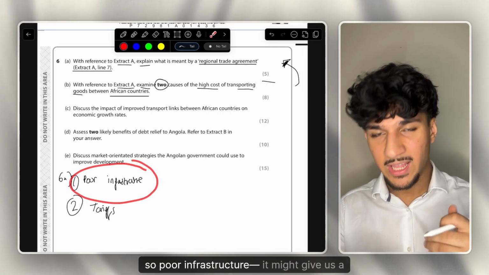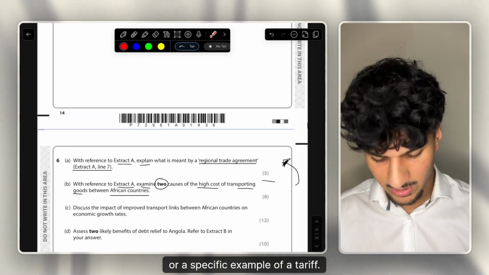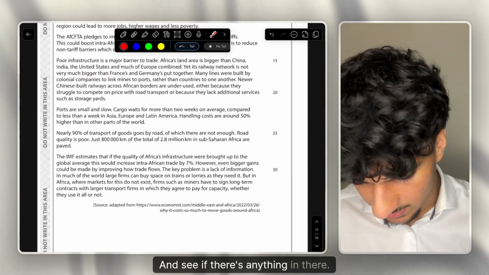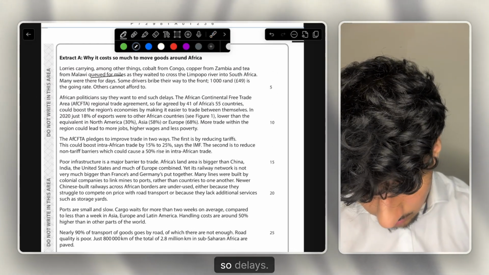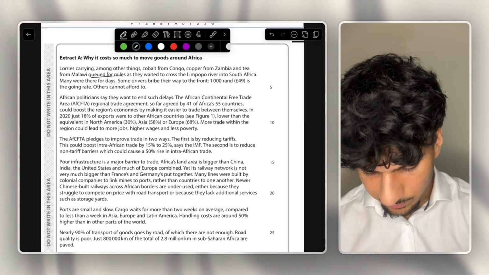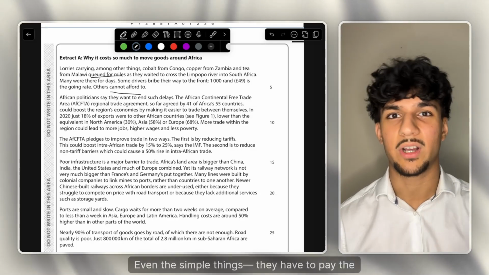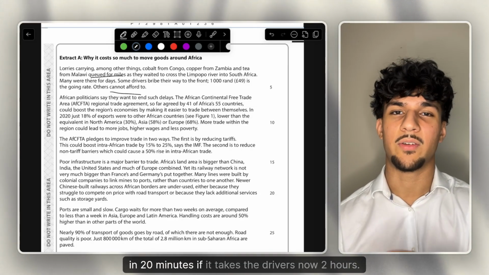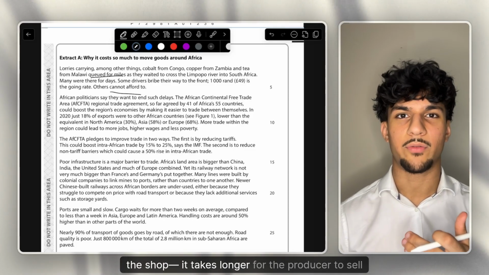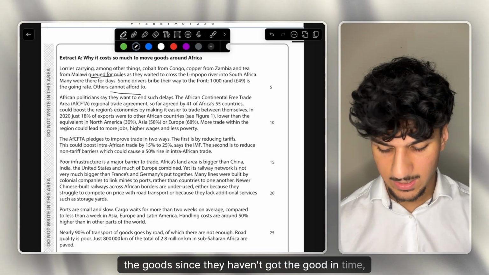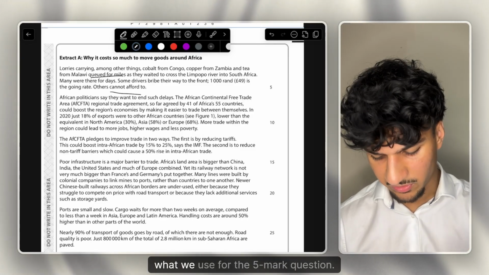So it might give us a specific example we can use about poor infrastructure, or a specific example of a tariff. Let's have a look at Extract A and see if there's anything in there. Okay, so right at the start here, it talks about queues for miles, so delays, and of course delays increase costs. Why do delays increase costs? Even the simple things, they have to pay the workers more for a task that could have got done in 20 minutes. If it takes the drivers now 2 hours, of course they have to pay the workers more. It takes longer for the producer to sell the goods since they haven't got the goods in time, etc, etc.